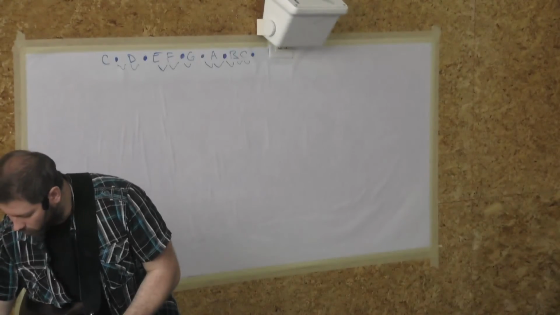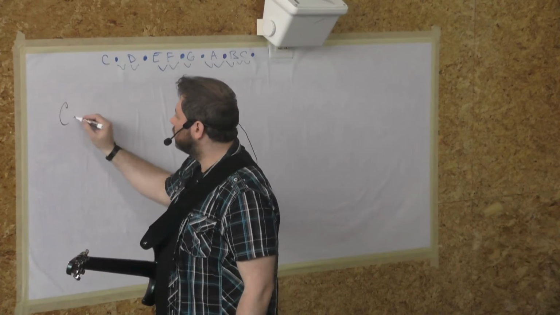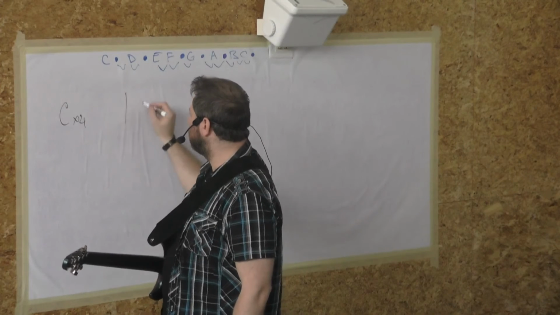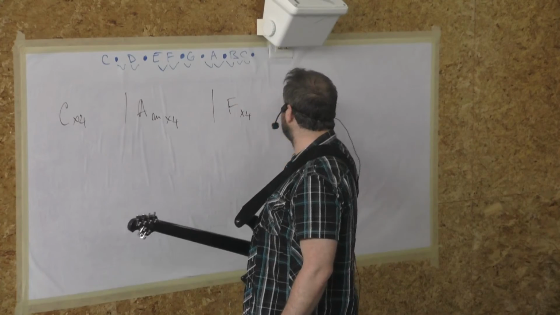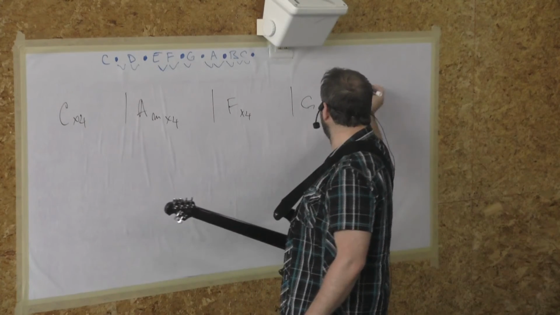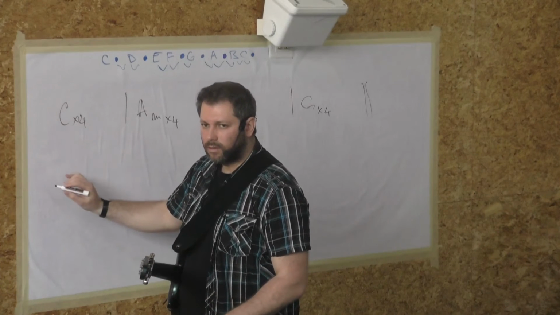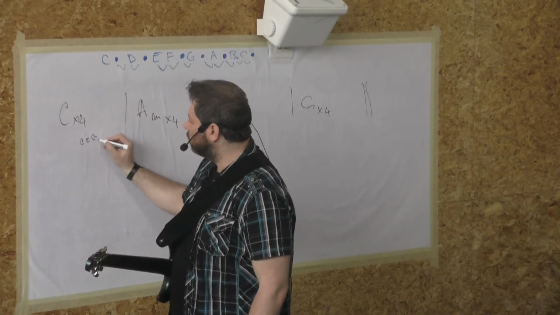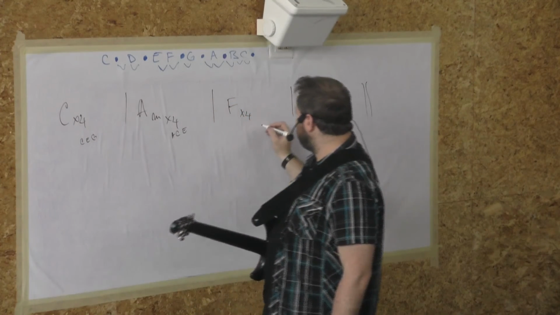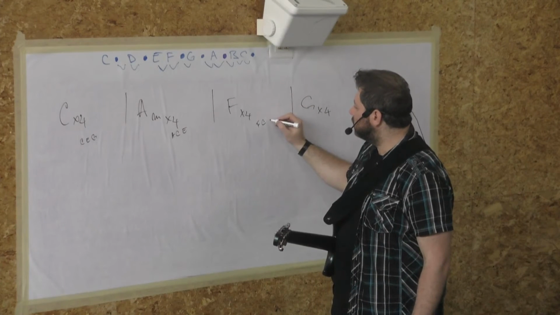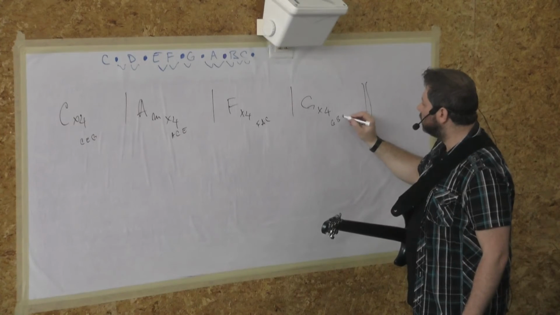Okay. So now, we're going to do a sequence of chords. C, 4 beats. A minor, 4 beats. F, 4 beats. G, 4 beats. Right? Now, this is in the key of C. C, E, G, those are the notes. In A minor, A, C, E. F, A, C. And this is G, B, D.